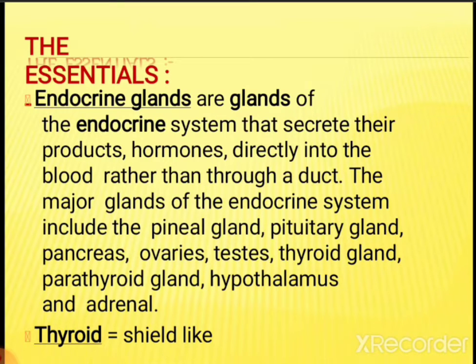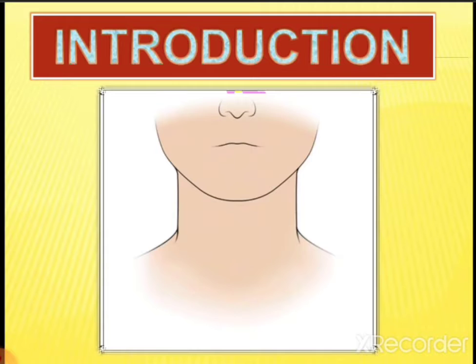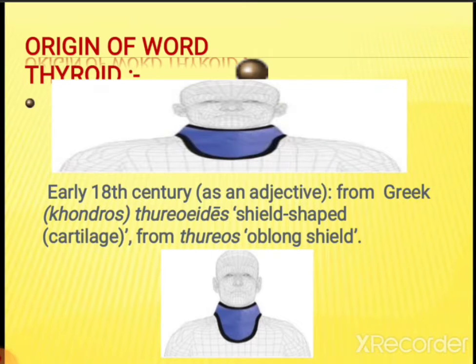The thyroid gland is an endocrine gland. Endocrine glands are secretory; they secrete their products, hormones, directly into the blood rather than through a duct. The major endocrine glands include pineal, pituitary, pancreas, ovaries, testes, thyroid, parathyroid, hypothalamus and adrenal. Thyroid means shield-like, so it forms a shield in the neck around the larynx.